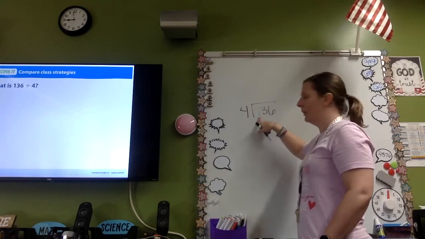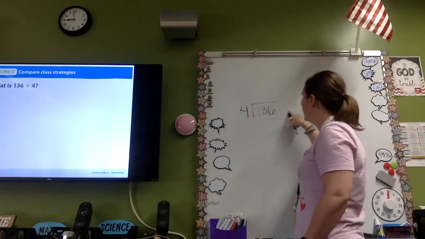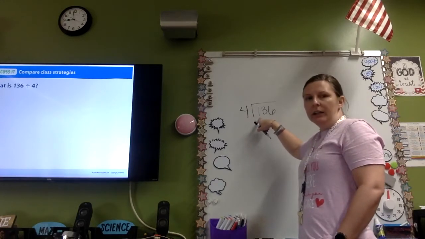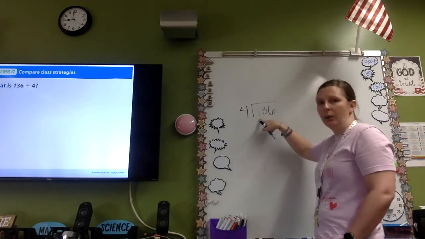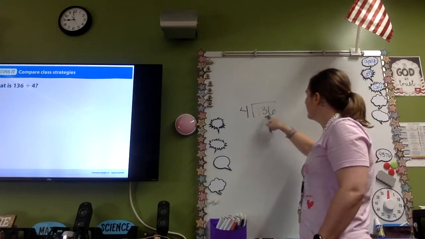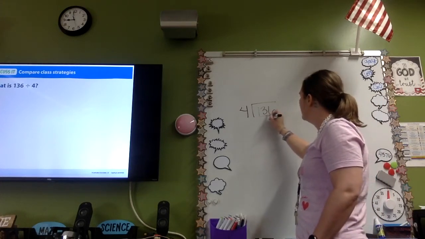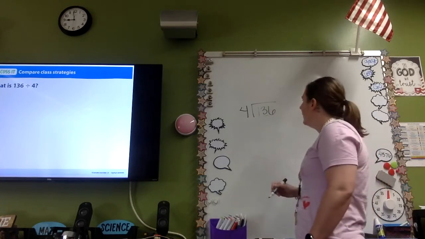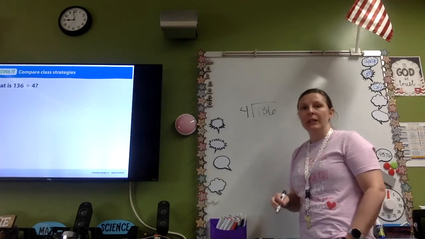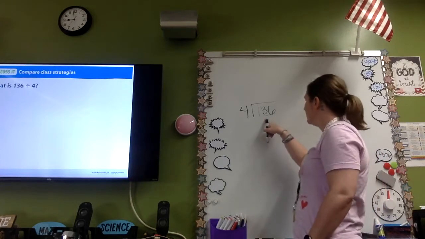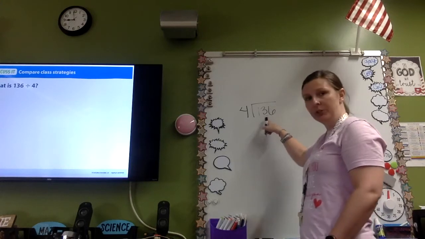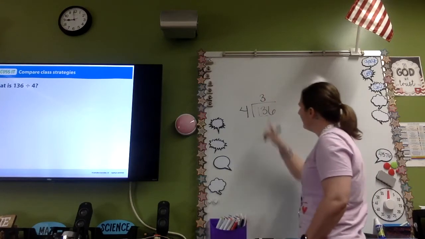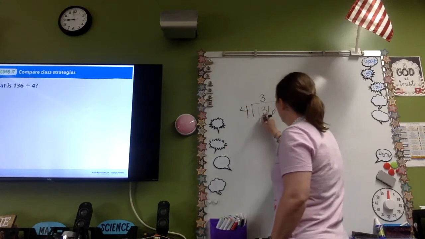We start on the left-hand side of our number and go all the way across. So we're going to start with 4 into 1. I know that 4 cannot go into 1, so I'm going to move over and do my first 2 numbers together. So 4 into 13. I know that 4 times 3 is 12. And 12 is 1 away from 13 without going over, so that's what I'm going to use. 4 times 3, so I'll put my 3 here. 4 times 3 is 12.